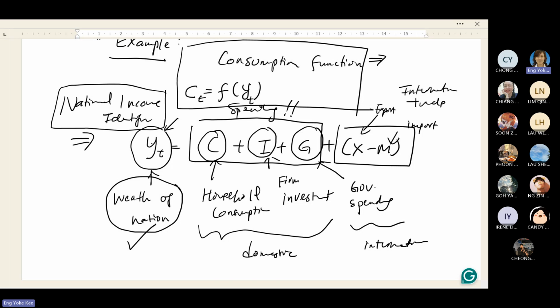Okay, so managing countries is different, right? It's different from managing a household or firms. So your mom always scolds you, why do you still keep on spending money, right? You get scolded. But from the country's perspective, the government wants you to spend, okay?